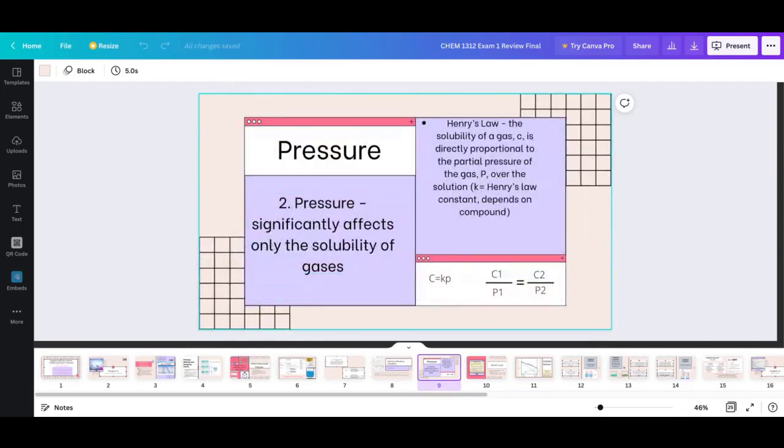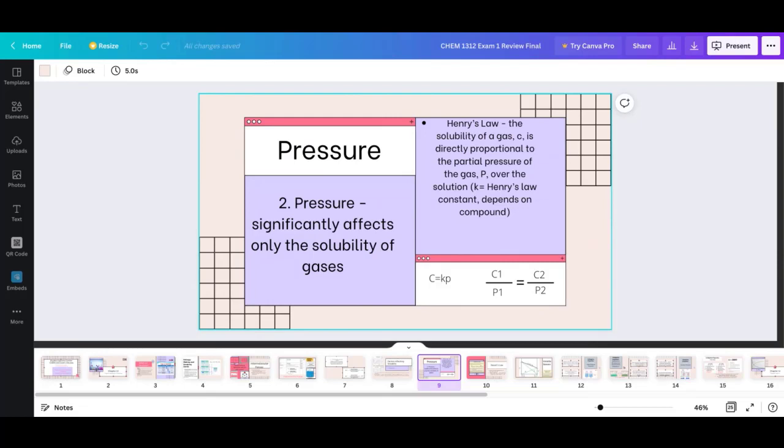Next, we're going to be talking about pressure. So pressure significantly affects only the solubility of gases. And this kind of makes sense because think about when you're drinking Coca-Cola, for example, right? So you have the Coca-Cola in your can, and if the gas, like carbon dioxide, is super present, then you get that fizzy feeling to your drink. And it's kind of the principle here.